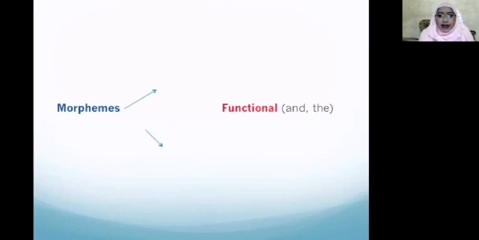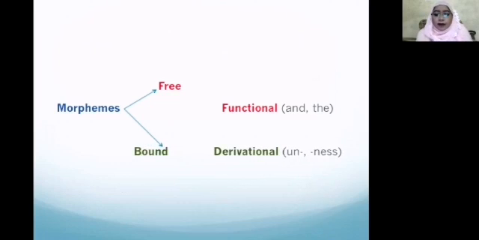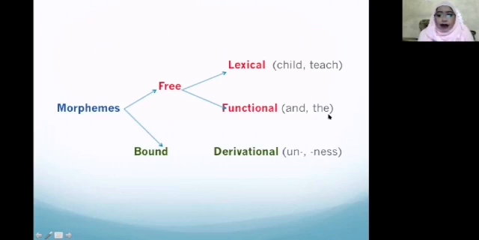We can say like this, that morpheme is what? We have two categories of morpheme, free morpheme and bound morpheme. Free morpheme has another two categories, lexical morpheme and functional morpheme. Lexical like child, teach, noun, verb, adjective, adverb. Functional like and, the, other, grammatical units. And bound morpheme has derivational morpheme and inflectional morpheme. Inflectional are those bound morphemes that don't change any meaning of a word, and derivational are those bound morphemes which change the meaning or the category of the word. Clear? Now let's see a kind of exercise.